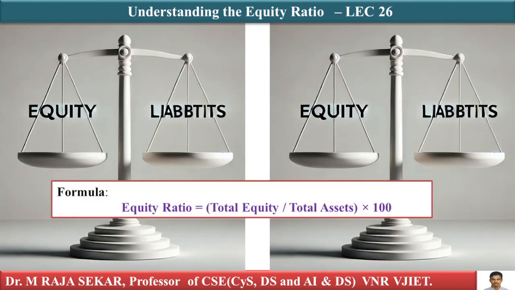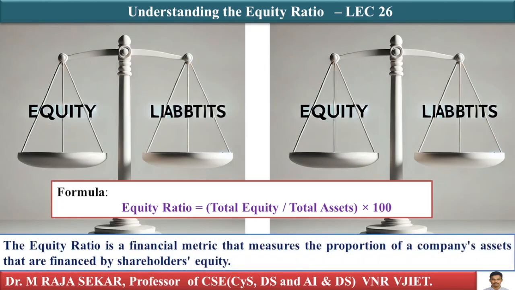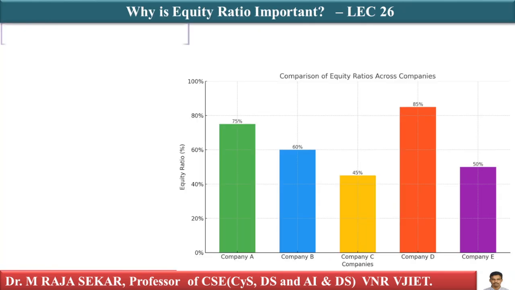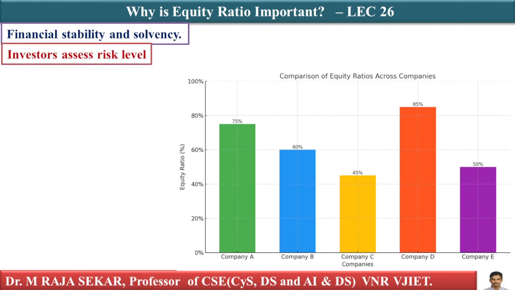Let me define equity ratio. What is the formula? The formula is total equity by total assets into 100. We will try to understand why equity ratio is important. It indicates financial stability and solvency. Also, it helps investors assess risk levels. A higher ratio suggests less reliance on debt. This is important.